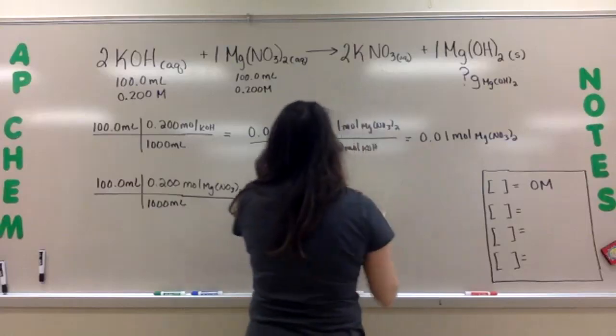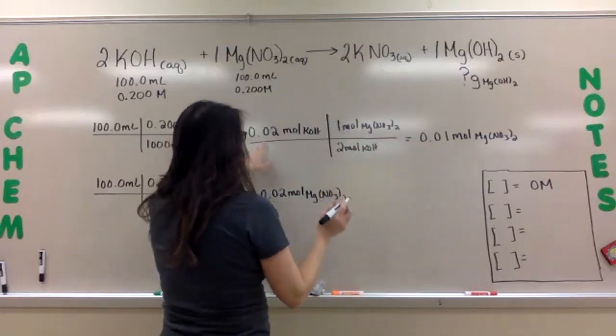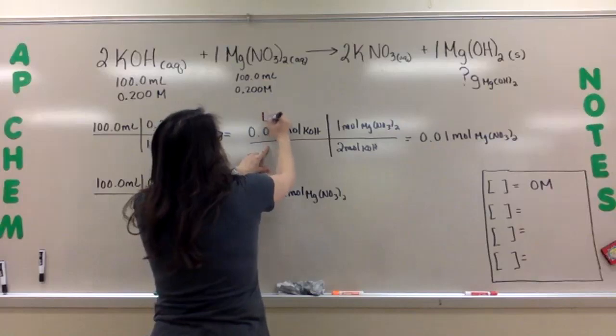So this is how many moles I would need. So I can do a couple things. I'm going to start with my limiting, which is this one.